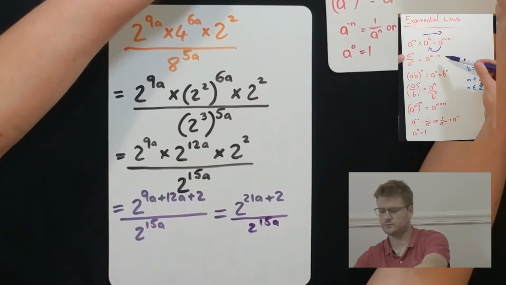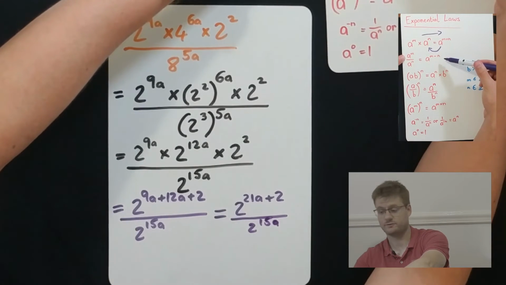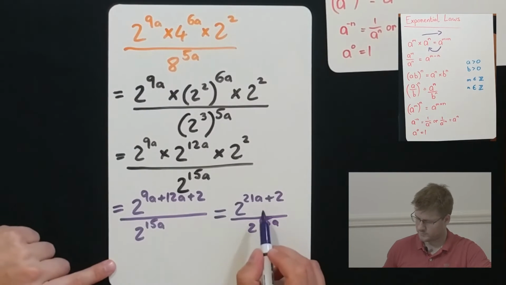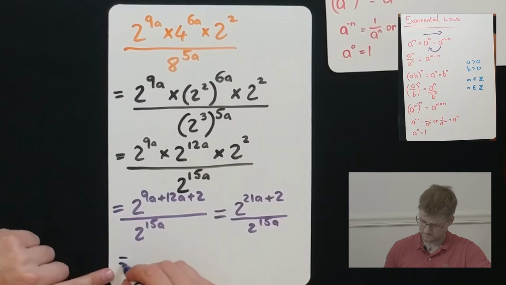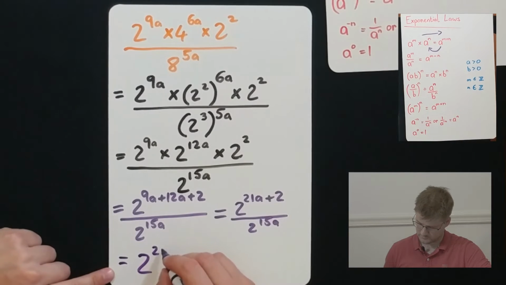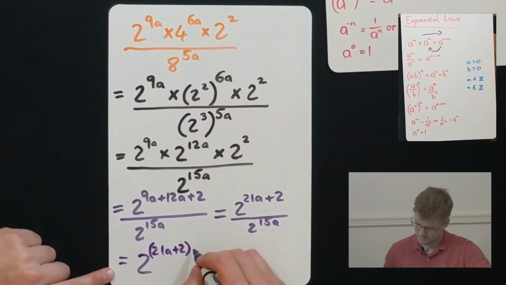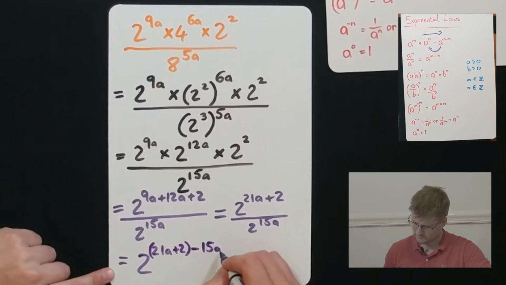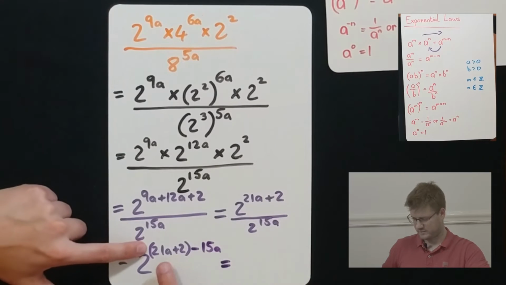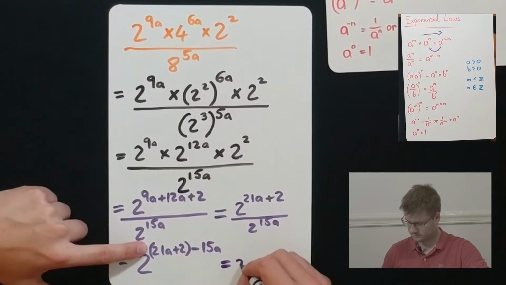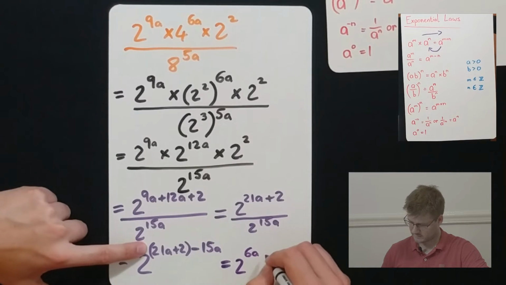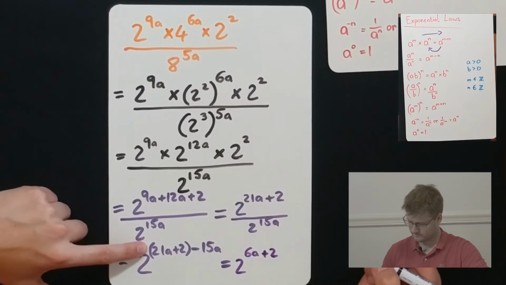I'm now going to use our fraction law there, or division law. And we're going to take the top exponent, subtract the bottom exponent. So that will become 2, 21a plus 2 minus 15a. If we simplify that, we have 21a minus 15a gives us 6a. So we have 2 to the power of 6a plus 2.